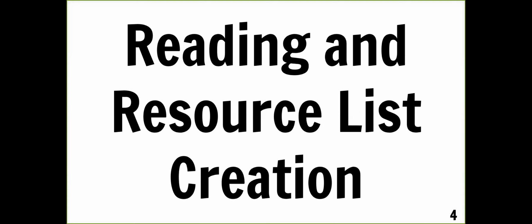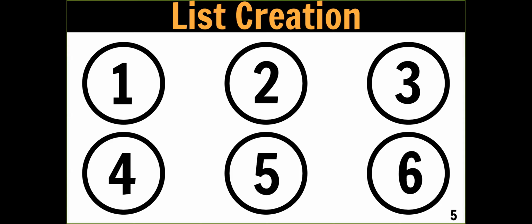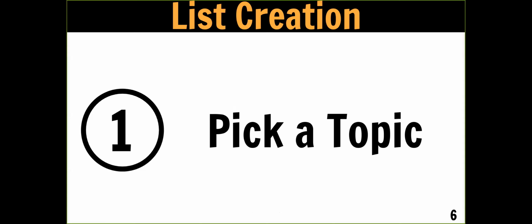So now let's talk about how to create these reading and resource lists. So far, I've got it down to about 6 steps. And the first step is the easiest: pick a topic.